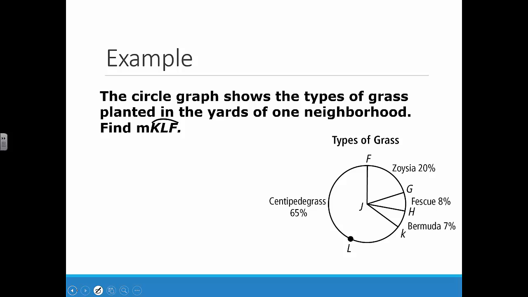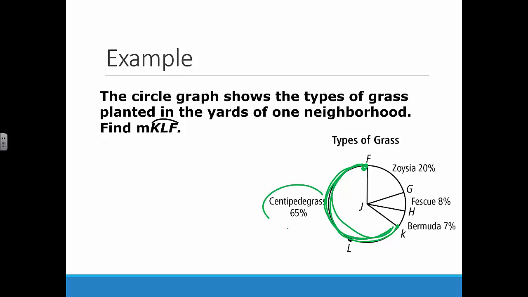So the circle graph shows the type of grass planted in the yards of one neighborhood. Find the measure of KLF. So we're going to start at K, go to L, and then wrap around to F. So we want to know this angle measure right here.